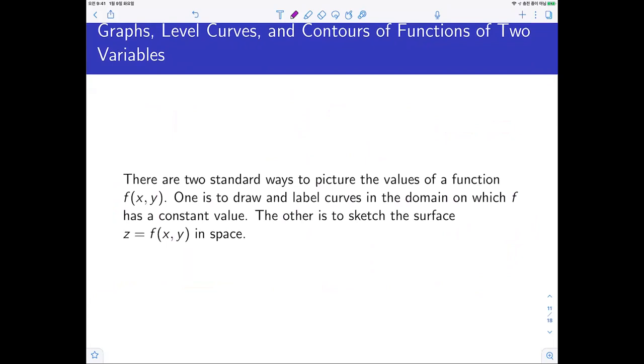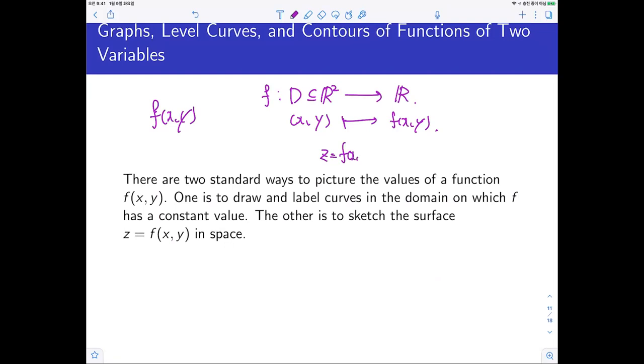To express the function f(x, y), we can use the graph. Here f is defined on domain D, and this domain is a subset of R², and it goes to R. So the pair (x, y) goes to f(x, y). To visualize this relationship, we draw the relationship z equals f(x, y) in R³.